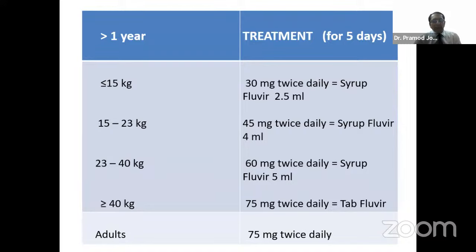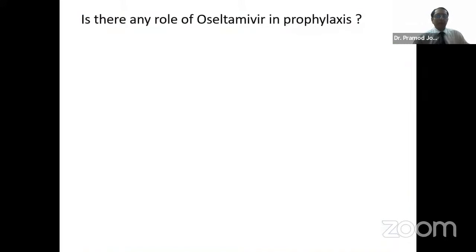Remember that less than 15 kg, the dose is 30 milligrams twice daily, and that is available as either syrup, or conveniently we have these days a capsule of 30 milligrams. So you can give one capsule in the morning, one in the evening. Between 15 and 23 kg, it is 45 milligrams twice daily. 23 to 40 kg, it is 60 milligrams. That is equivalent to 2 capsules in the morning, 2 in the evening. And above 40, it is 75 mg twice daily, the adult dose.